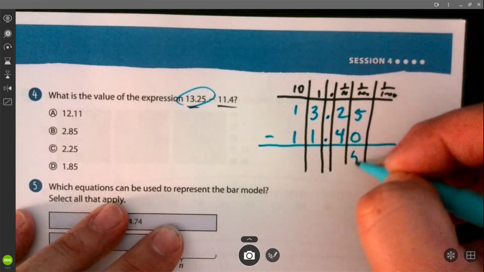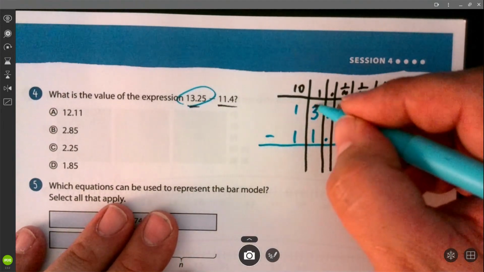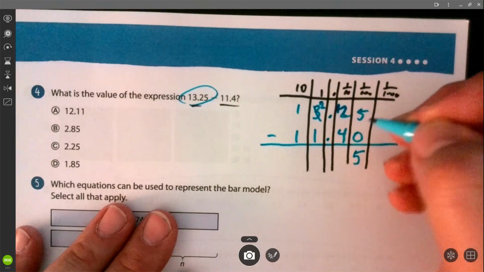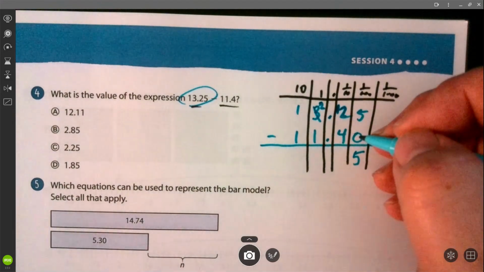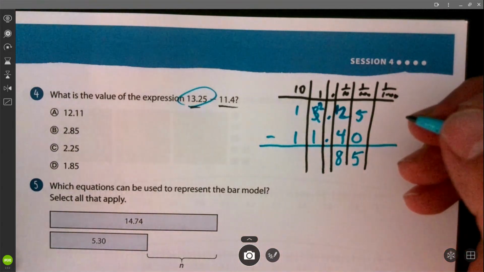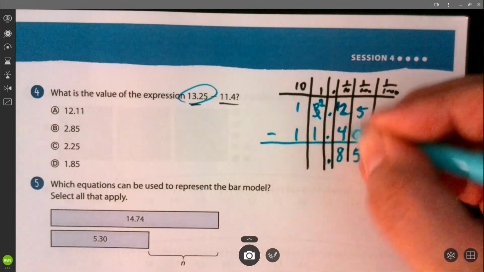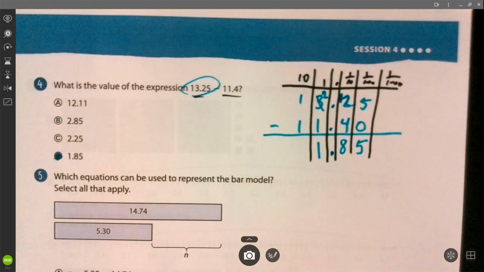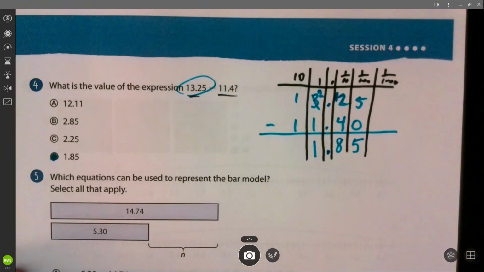5 take away 0 is 5. 2 take away 4. We're going to come over here and regroup, okay? And so now that's 12. Let's count up. 4 counting up to 10 would be 6. And then 10, 11, 12 would be 2. So that's going to be 8. Or you could do 12 take away 4, 12, 11, 10, 9, 8. However you want to do that. And then 2 take away 1 is 1. So the answer there is D. 1 and 85 hundredths is the value of that expression.